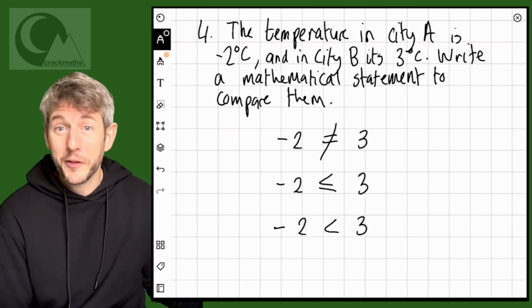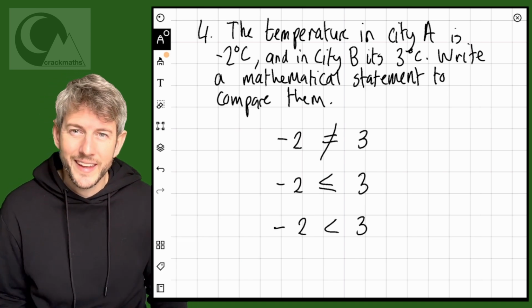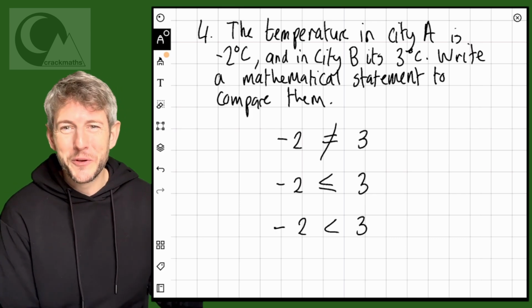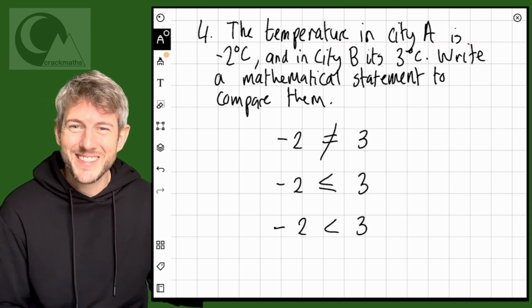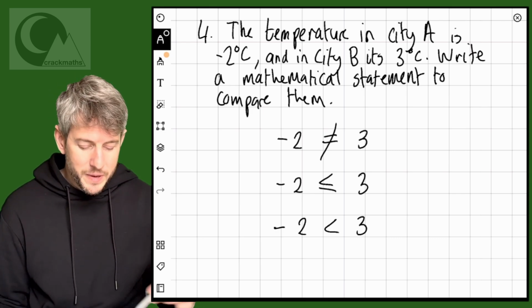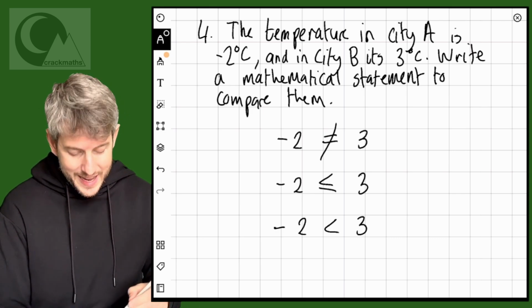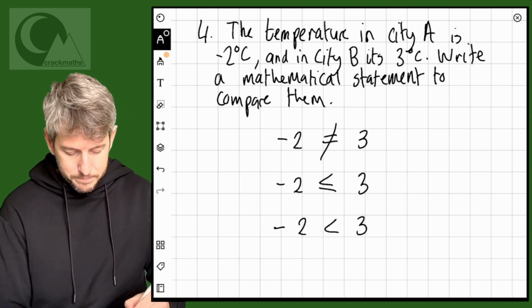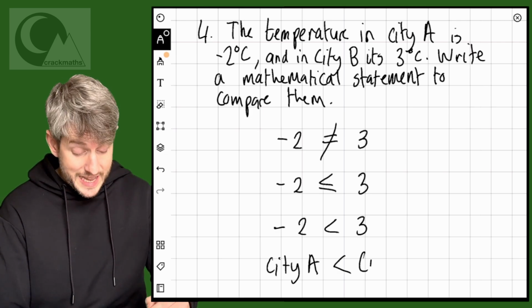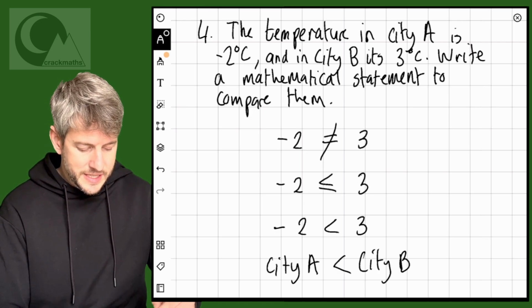So if you were comparing the cities because you wanted to go on holiday and you're hoping for some hot climates, although maybe not when you're comparing -2 to 3 degrees, but if you wanted to know which one was warmer, this is probably the best statement. So we could actually say that City A has a lower temperature. Their temperature is less than City B.